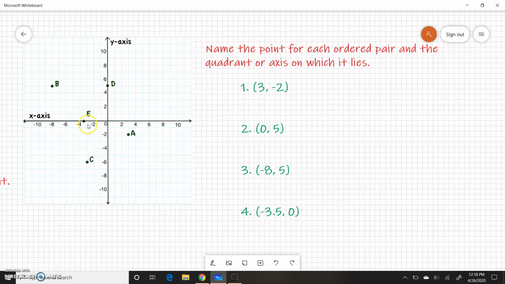Because you'll notice that some of these, like this E right here, are not in a quadrant. It's on a line. It's on an axis. And this D right here is not in a quadrant. It's on the y-axis. So keep that in mind. That's what it means when it says or axis. So, excuse me. Let's get started.